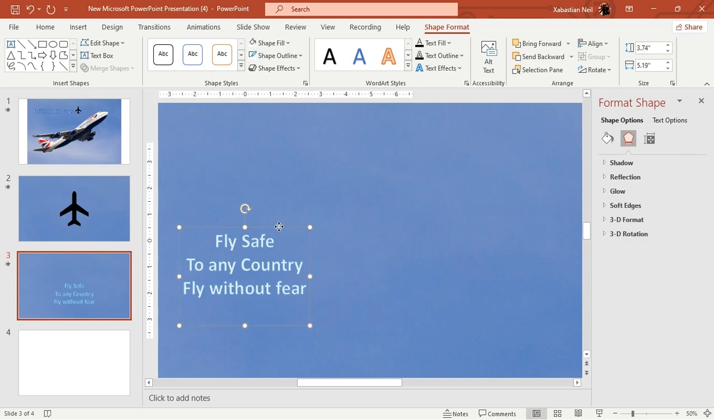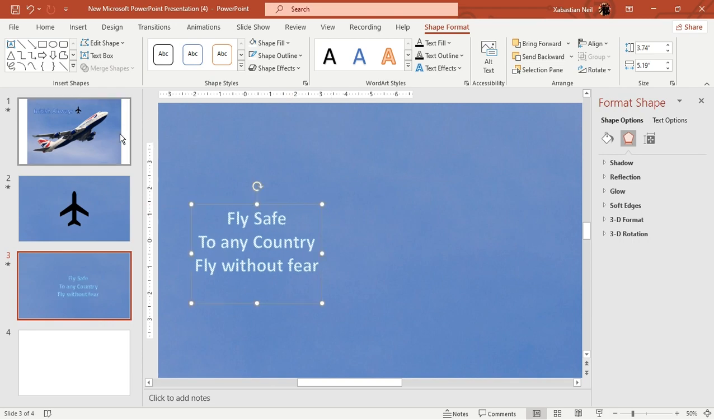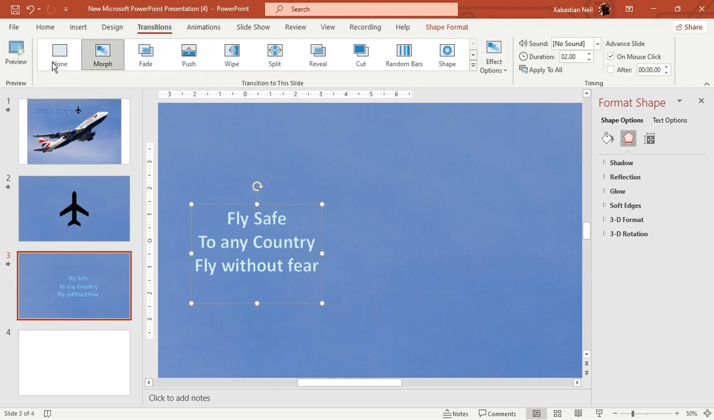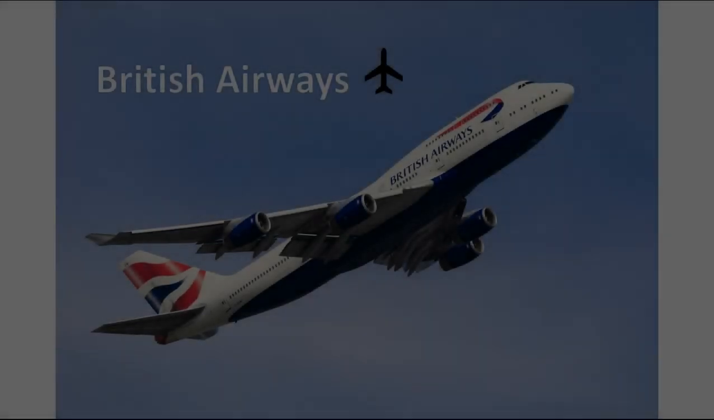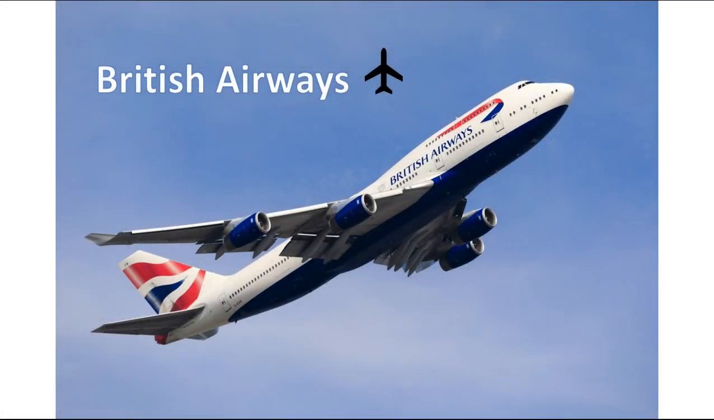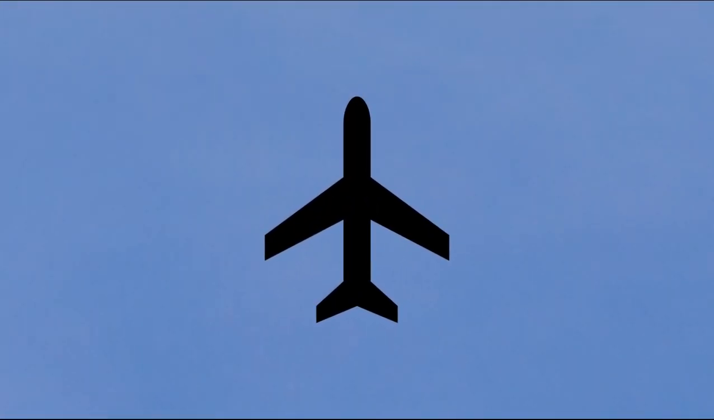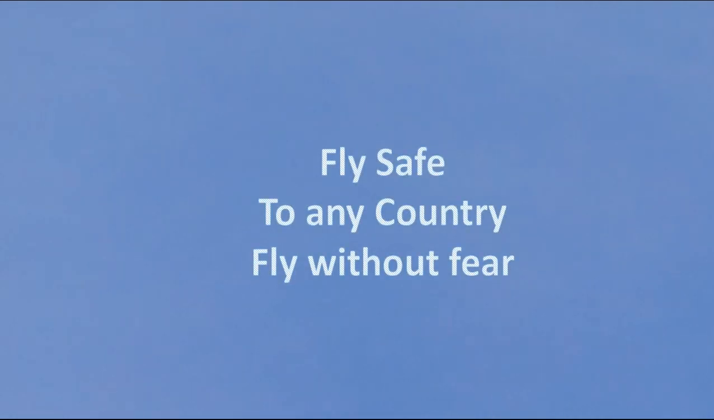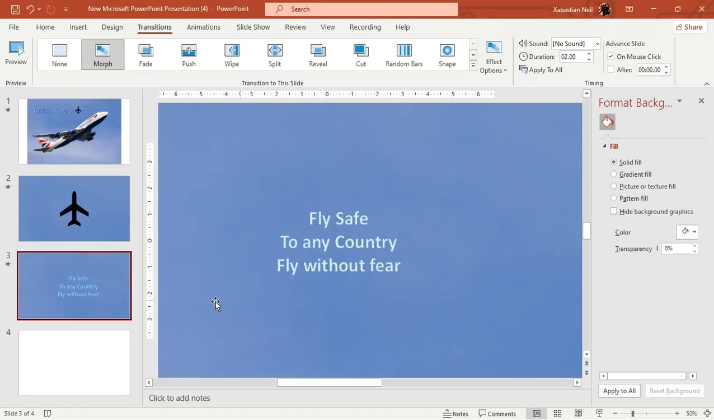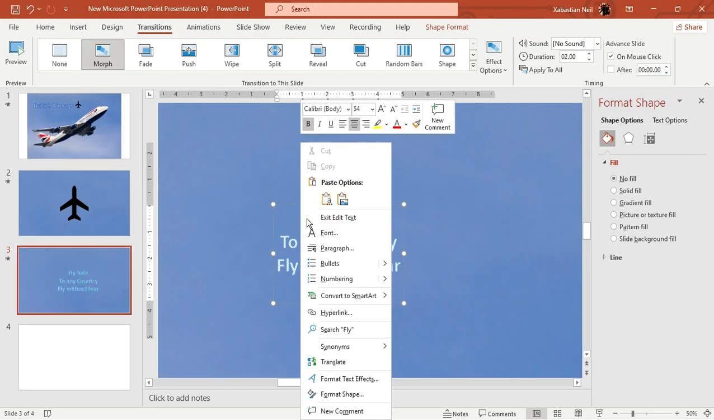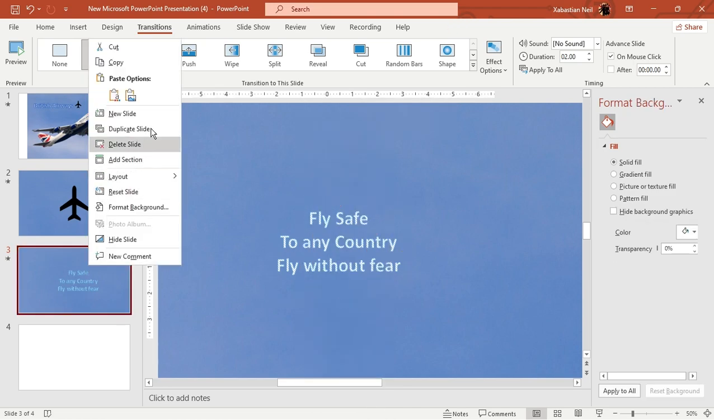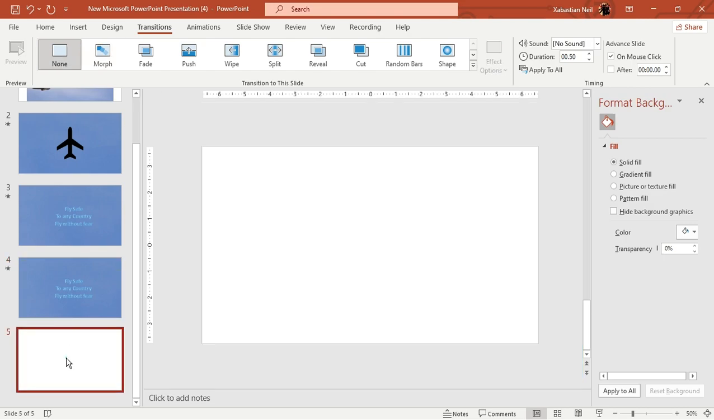Now obviously add in Morph. Morph is already added, so I'm going to start from the beginning. Let's say British Airways. Next I'm going to zoom in, and then it's going to go away, and then "Fly safe to another country, to any country, fly without fear." And if it has anything right over here, I'm going to duplicate the slide again. Let's say we duplicated the slide.